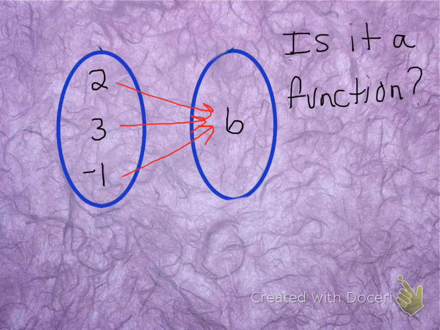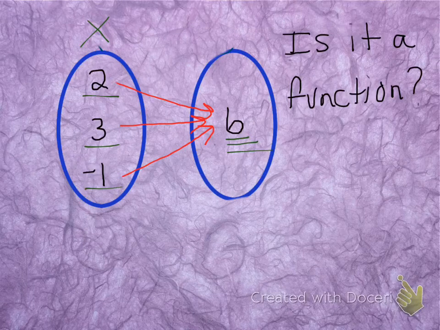All right, let's look at one more example. In this case, when you push a 2, you get a 6. When you push a 3, you get a 6. And when you push -1, you also get 6. Okay? Each x value has only one line coming off of it. So yes, this is going to be a function.